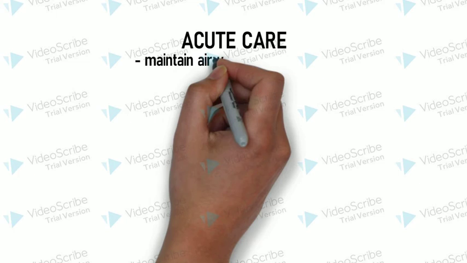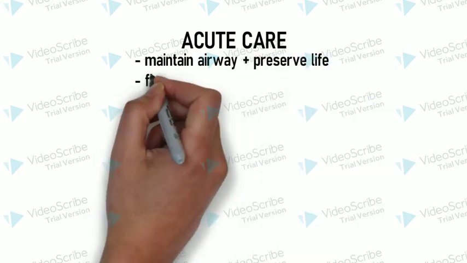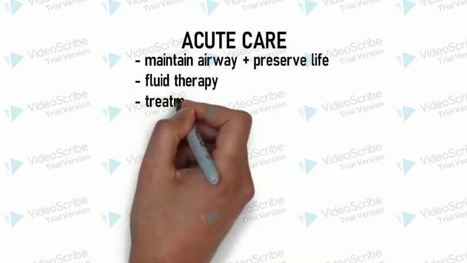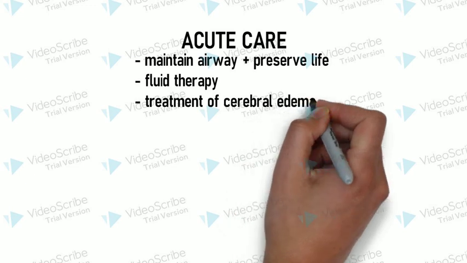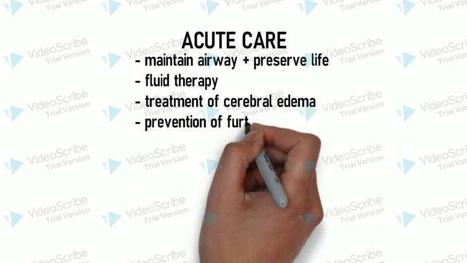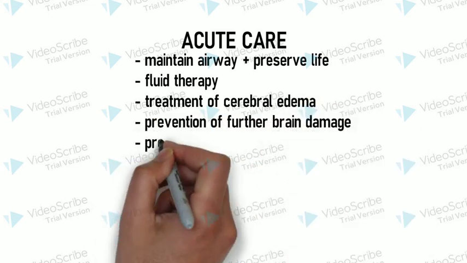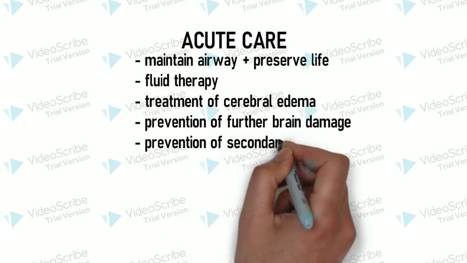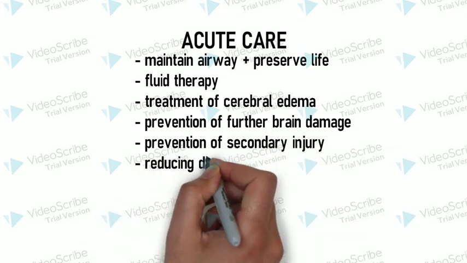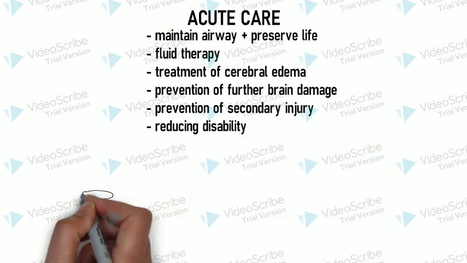Acute care includes maintaining the patient's airway and preserving life, fluid therapy to ensure adequate hydration and promote perfusion, treatment of any cerebral edema and prevention of further brain damage, preventing any secondary injury and reducing disability.